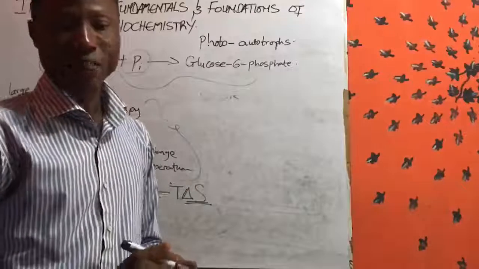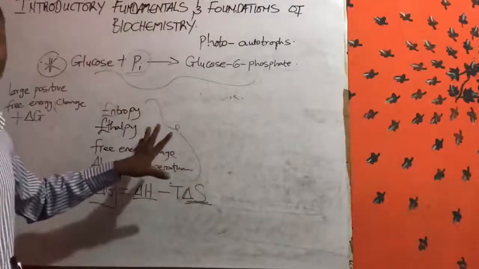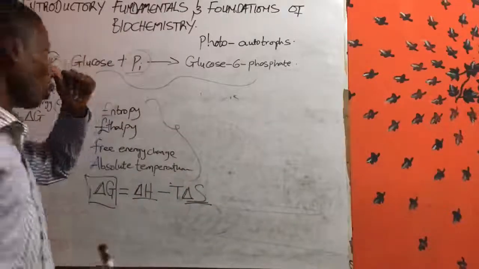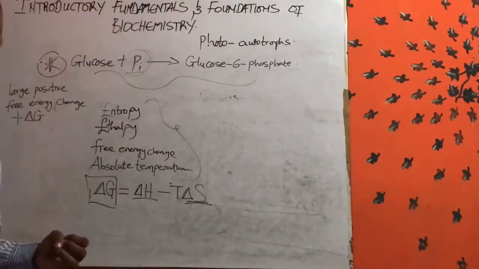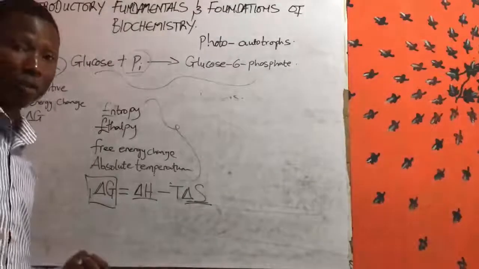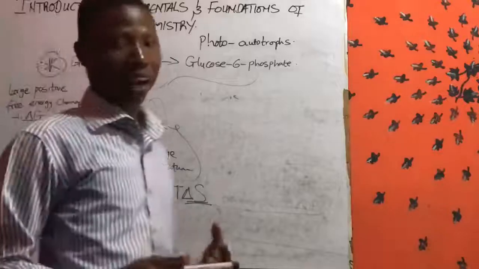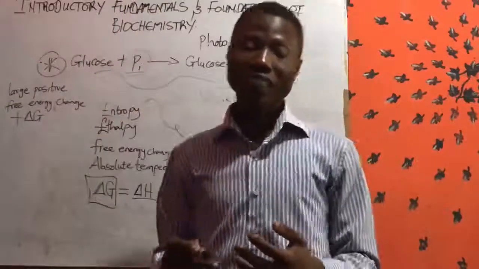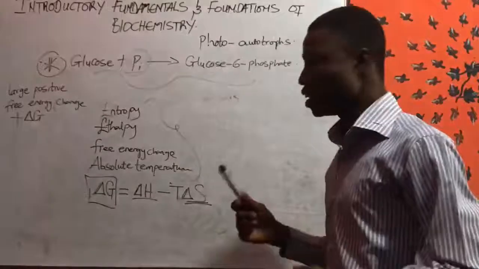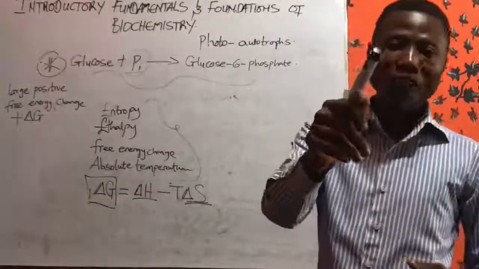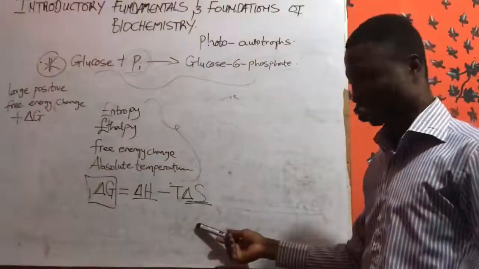So by that, I have explained quite a lot of things when it comes to knowing how feasible a reaction will be, knowing how energy will be gotten from the environment, how energy will be transformed from the environment, knowing that, okay, naturally biochemical reactions in the cell are not feasible. Why? Because in biochemical reaction, instead of you to increase entropy, you are rather decreasing entropy.